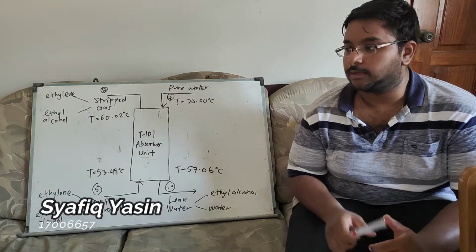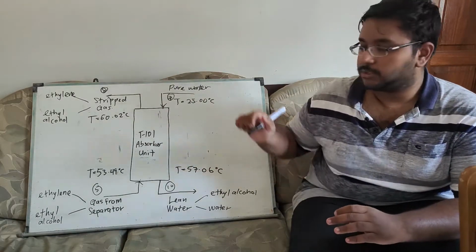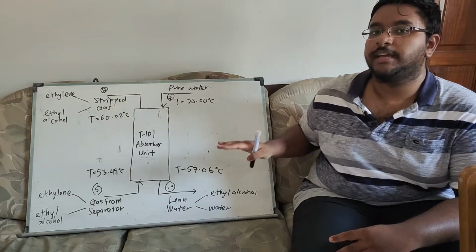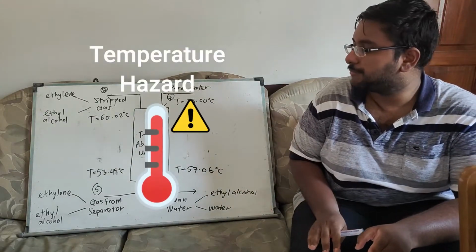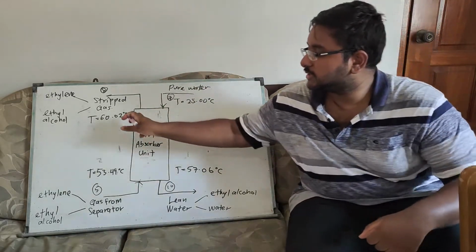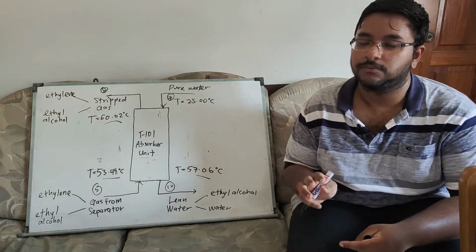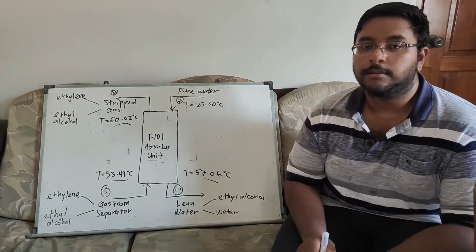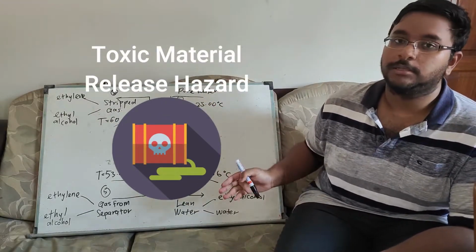Hello everyone, I'm Shafiq and today I'll be explaining the hazards of the T101 absorber unit. As you can see, there are 4 streams connected to the absorber unit and 3 of them are at a higher temperature than room temperature. This is known as a temperature hazard, in which people in direct or indirect contact with these 3 streams might be burned. There are 3 types of burn: first degree, second degree and third degree burn.